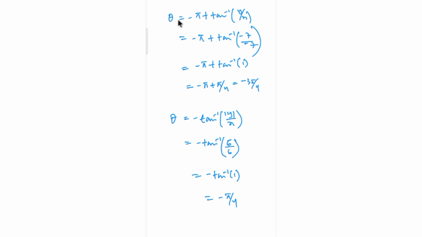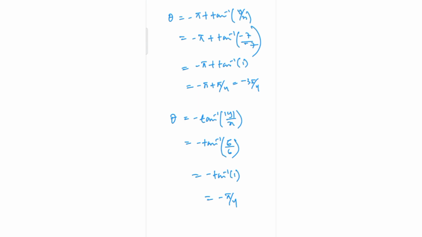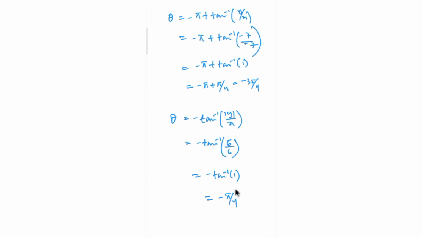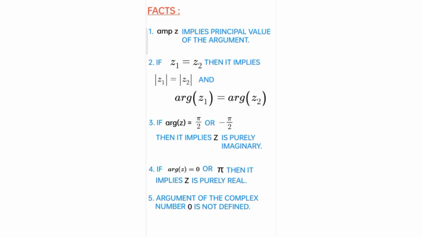In the previous case of Z4, we saw that the argument is 7 pi by 4. In the same question that we have taken here, just to find the arguments, we found that the argument of Z4 is 7 pi by 4, but here we have got this value to be minus pi by 4. Fine. So that means this is the principal value. Principal value always lies between minus pi and pi, excluding minus pi and including pi. Fine. So this is what you always need to keep in mind, the difference between principal value and the normal value of an argument.